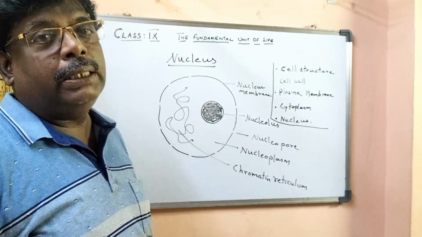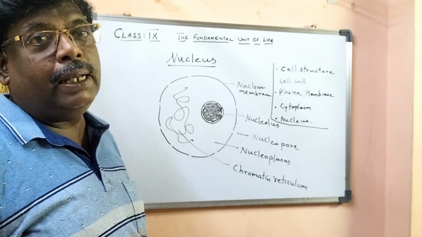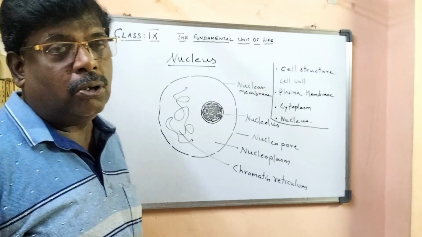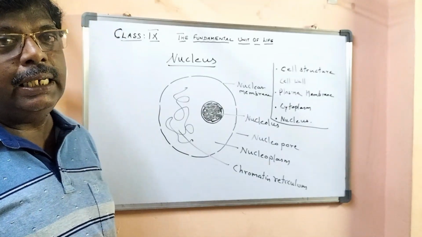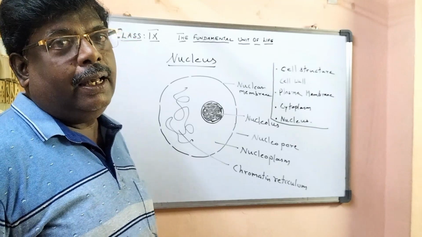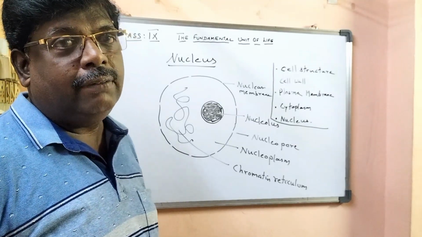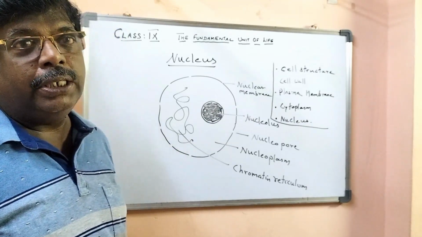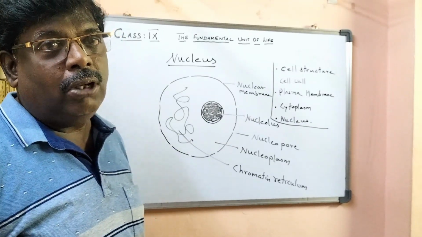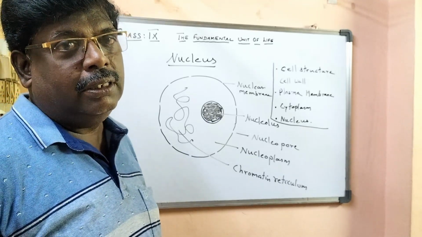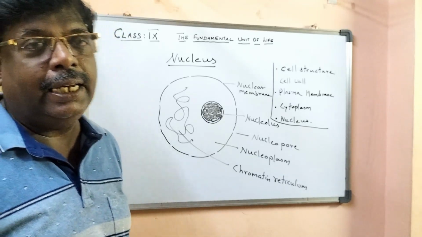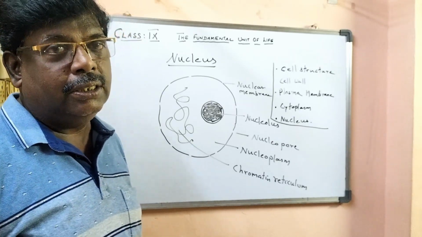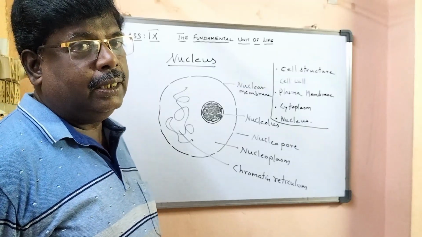This chromatin reticulum, at the time of reproduction, will become condensed to form chromosomes. These chromosomes will have the genetic material DNA, and a part or segment of DNA will contain genes. And these structures store information that is passed on from one generation to the next. The characters are inherited, passed on, or transferred from one generation to another.